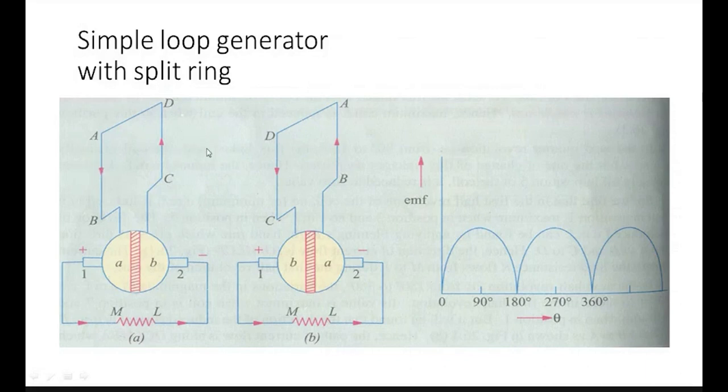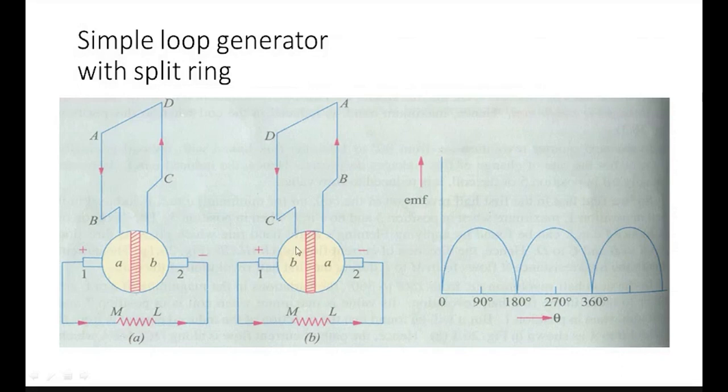Here the A to B conductor is connected across the A ring, and the C to D conductor is connected across the B ring. The current direction goes from A to B, then brush 1, the load, then brush 2, then B, C to D. This is the complete current direction path of the rotation. Here is the positive half cycle waveform.